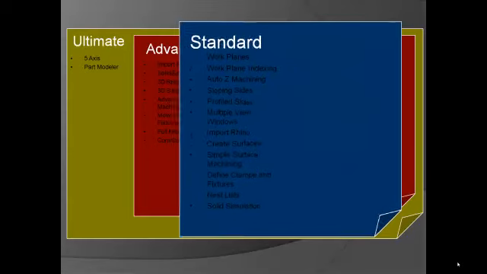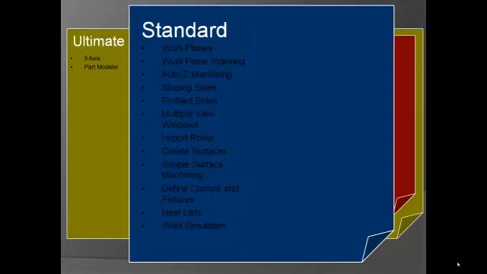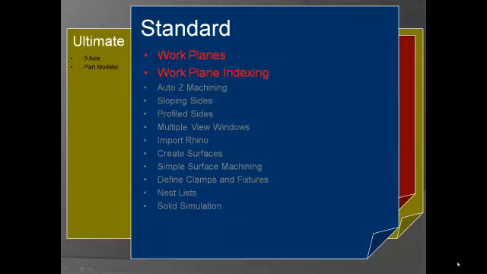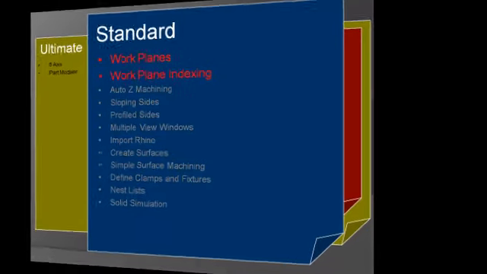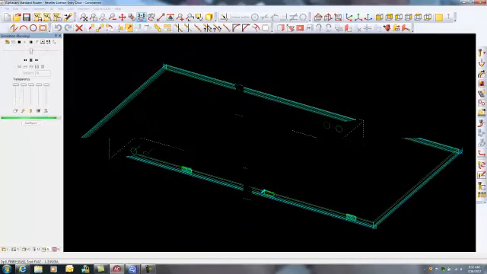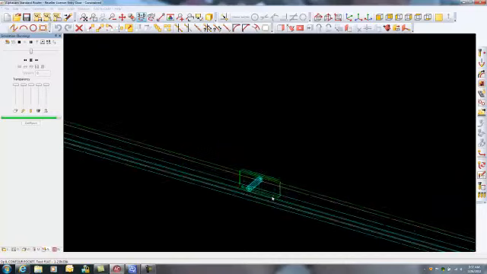This video will showcase our standard level of Alphacam. Standard includes all the wonderful features of Essential and everything we're about to show you. Work planes and indexing is one of the key reasons to upgrade to standard Alphacam. Horizontal boring is one of the basic operations, as well as horizontal routing that become available to you in standard.